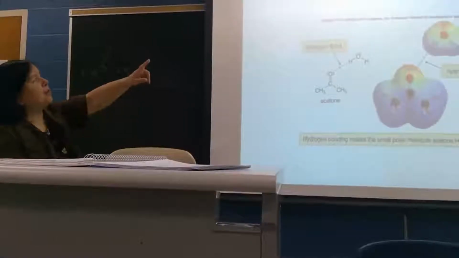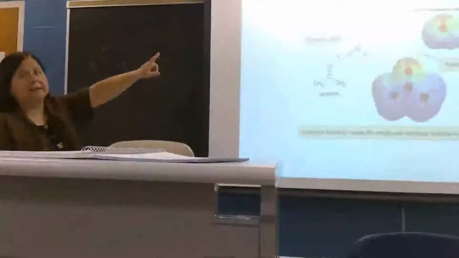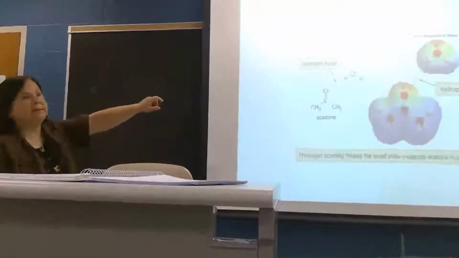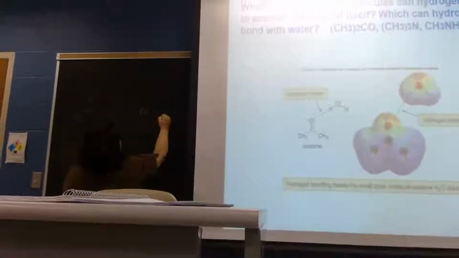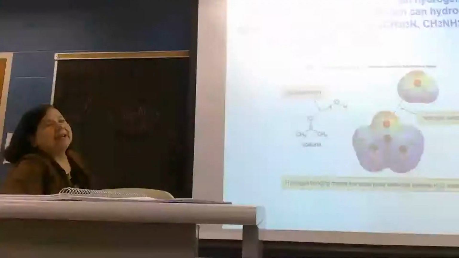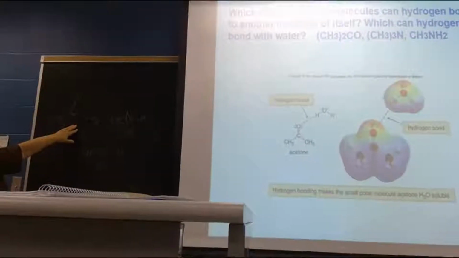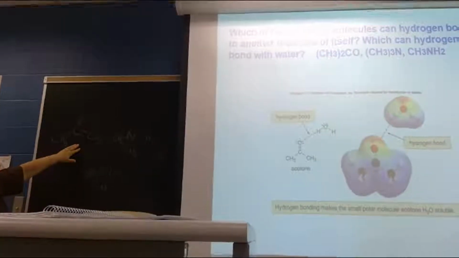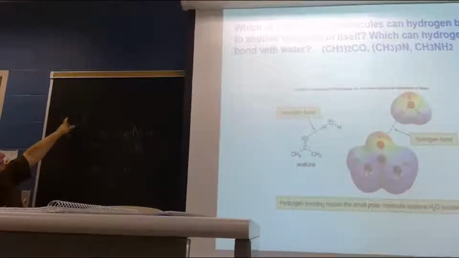The second one is an amine. Yes, it's a nitrogen, but there is no carbon. So this will be like that. And the last one is also an amine. This is a tertiary amine. Can this do hydrogen bonding with another like that?